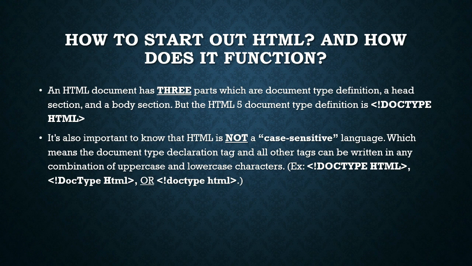The HTML5 document type definition is the less-than sign, exclamation mark, uppercase DOCTYPE, uppercase HTML, greater-than sign. It's also important to note that HTML is not a case-sensitive language, which means the document type declaration tag and all other tags can be written in any combination of uppercase and lowercase characters. For example, you can see these three examples typed on the slide.